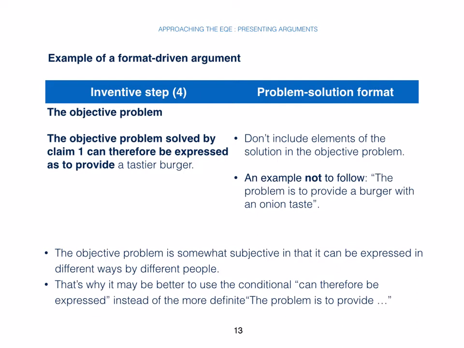Note that the objective problem is somewhat subjective because it can be expressed in different ways by different people. That's why I prefer to use the conditional can therefore be expressed instead of the problem is to provide, as though there is only one particular way of expressing the objective problem. Next is obviousness of the solution as for paper C, and we will consider the conclusion of unobviousness for paper B later.